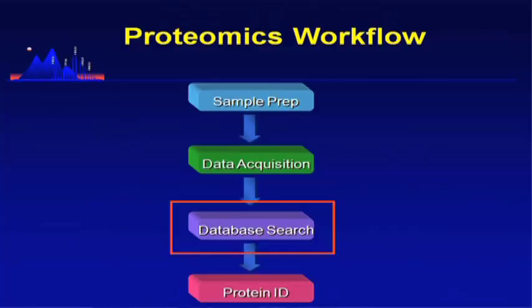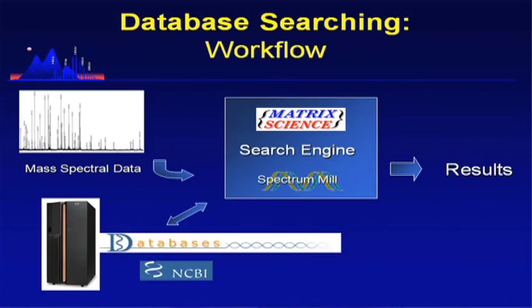So we've prepared our samples, we've analyzed them in the mass spec, we've created thousands of these spectra. Now what do we do with them? We have to analyze them. So we'll go to our database searching workflow where we're going to take our mass spec data, we're going to submit it to a search engine, and then the search engine is going to query a protein sequence database and give us a result.